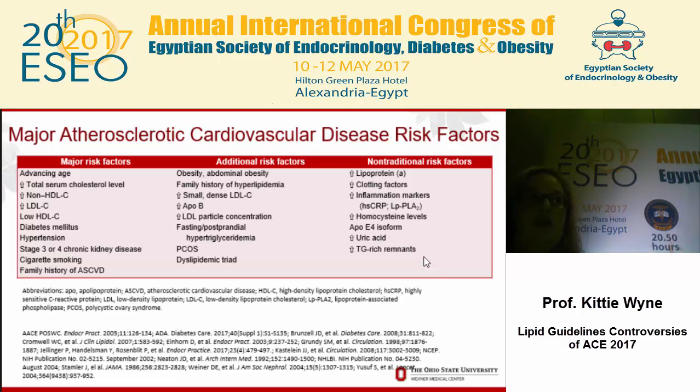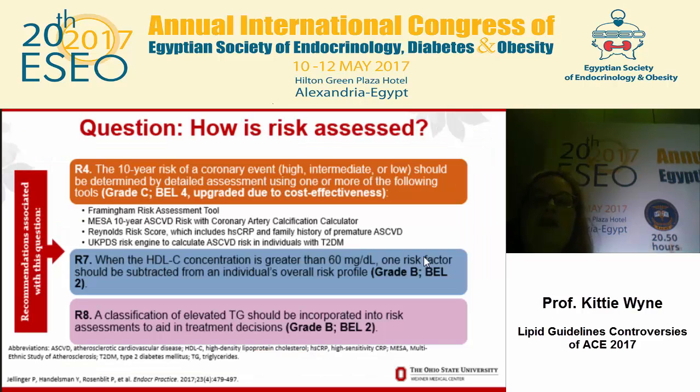Under major risk factors, we do list stage 3 or 4 chronic kidney disease. Under additional, we don't just list hyperlipidemia, but we include small dense LDL, ApoB, and LDL particle concentration. And then in non-traditional factors, we include things such as HSCRP, LpPLA2, uric acid, and Lp(a). So I just want to highlight that as we're a little bit more expansive on our risk factors than you might traditionally see. And then in terms of the question is, how is risk assessed?